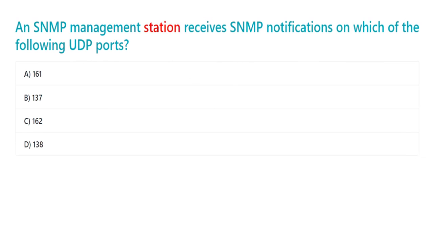An SNMP management station receives SNMP notifications on which of the following UDP ports? A. 161. B. 137. C. 162. D. 138.